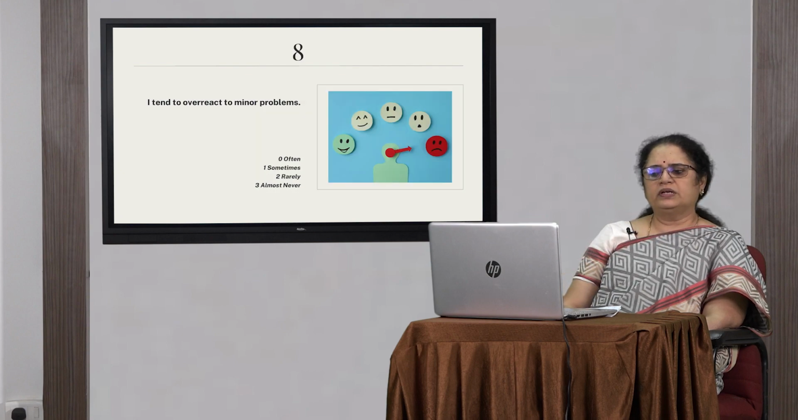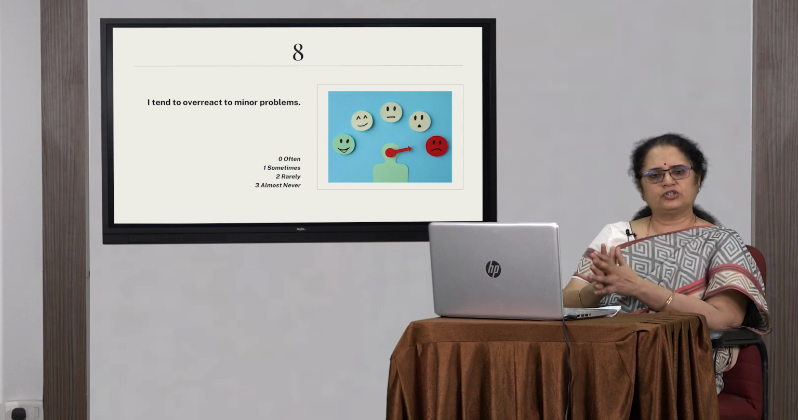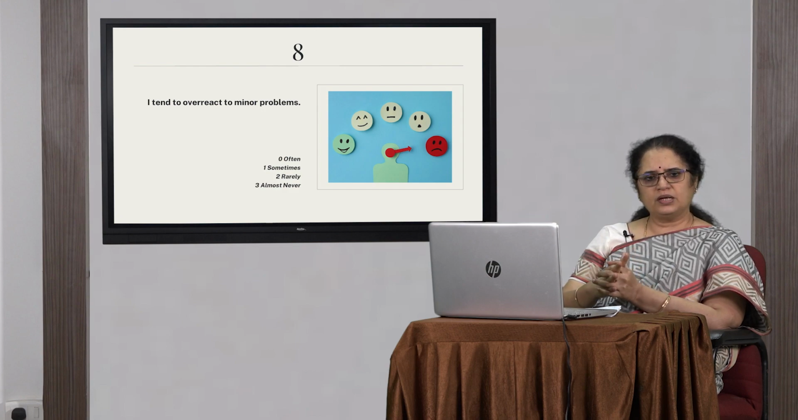The eighth one is, I tend to overreact to minor problems. Minor problems like traffic delays, or I forgot to bring whatever I had to bring today to college, forgot to carry my phone, or vehicle trouble on the way. Do you overreact to them? Again, you have to define your own definition of overreact. For small things, do I start screaming at people, throwing tantrums, or crying? If I do, 0 for often, 1 for sometimes, 2 for rarely, and 3 for almost never.